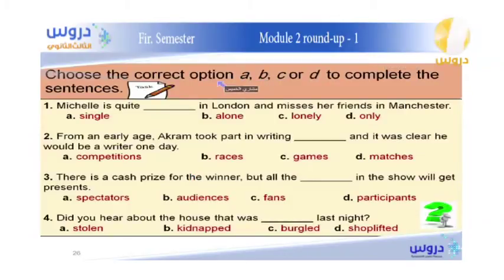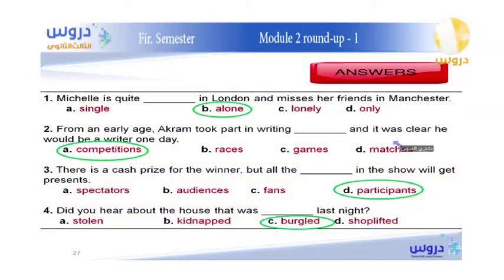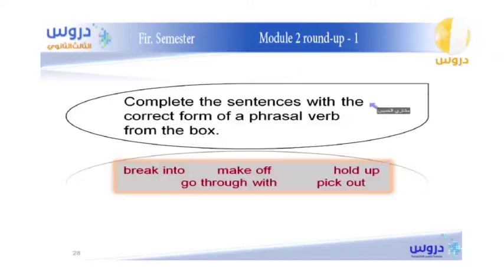Okay, next one. Choose the correct option A, B, C, or D to complete the sentences. Michelle is quiet, alone. Beautiful. Next one. From an early age, Akram took part in, which one, guys? Yes, competition. Okay, the next two, I'll give it for you guys because we're going to have a lot of fun today. Participant and burglar.